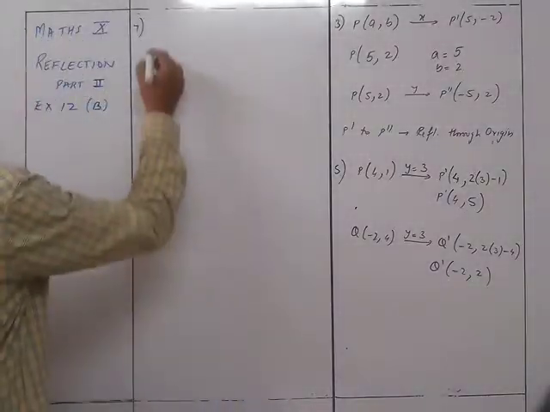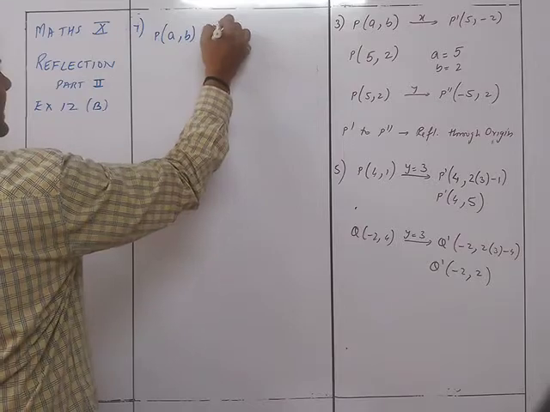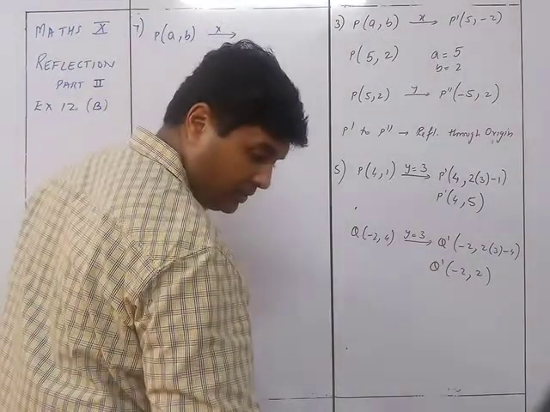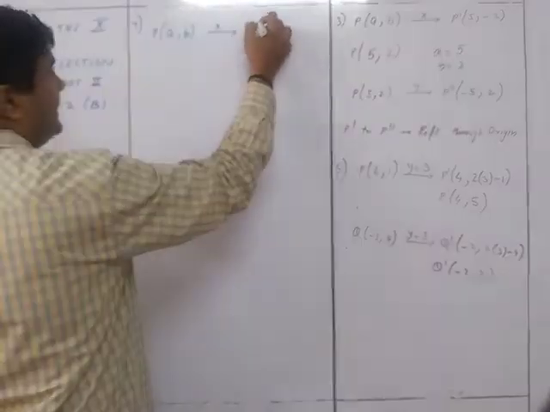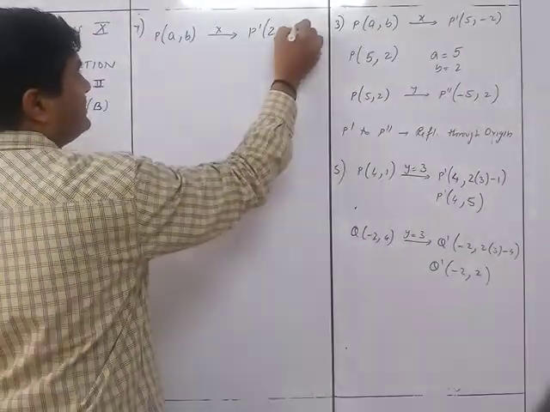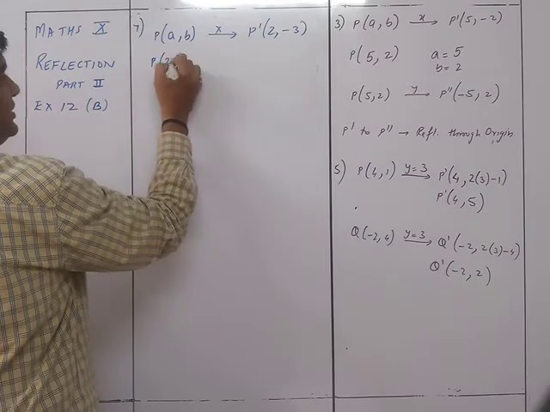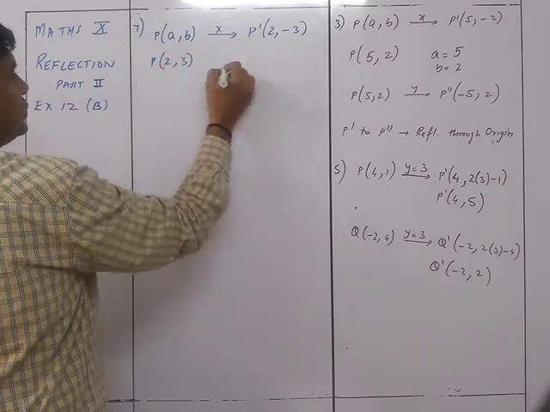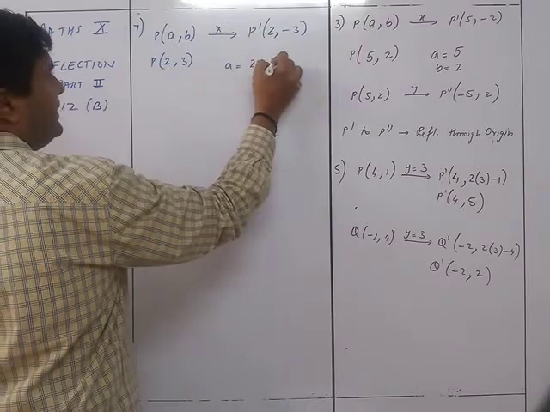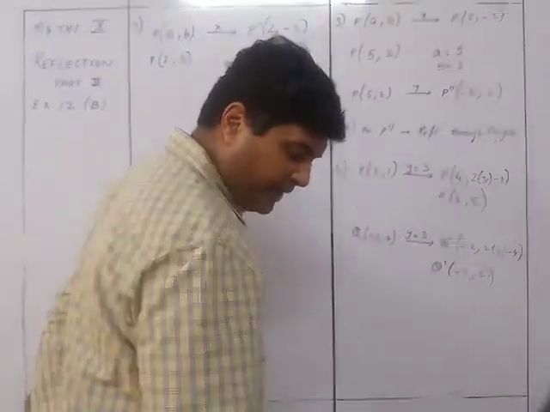So first thing is P is (a, b) reflected by the x-axis. It becomes P dash, which is (2, -3). So automatically, in the x-axis reflection, a does not change, and b is 3. So a equals 2, b equals 3. We are done with that.